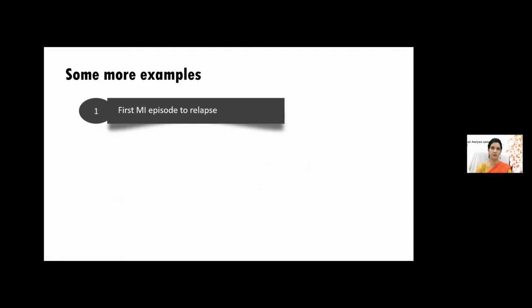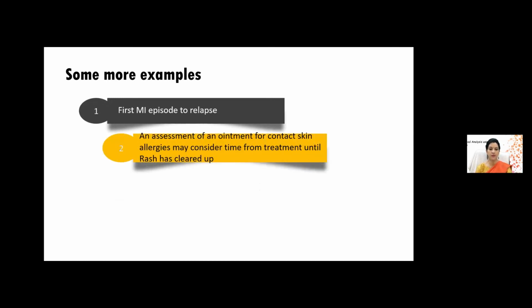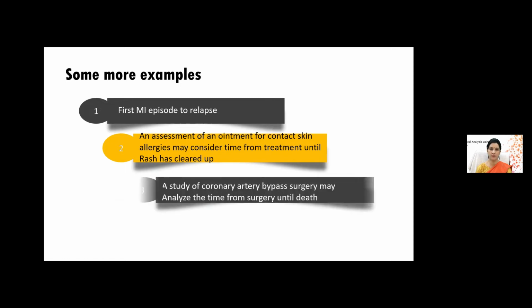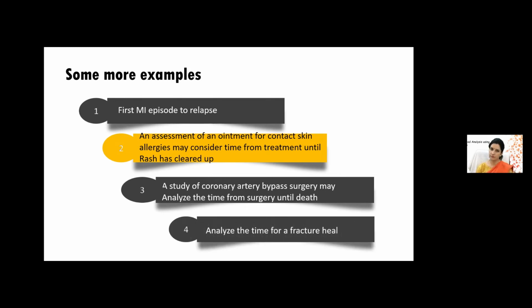Some more examples we have seen: the time to relapse after the occurrence of the first myocardial infarction. Or if you want to assess that after the application of an ointment, after how many hours or maybe after how many days the rash gets cleared up. Or if there is a person of coronary artery bypass, then after that surgery, till what time that person dies. So here the event is death. And again, you can measure the time of a fracture, how much time it takes the fracture to heal. So here the event will be the healing of the fracture.